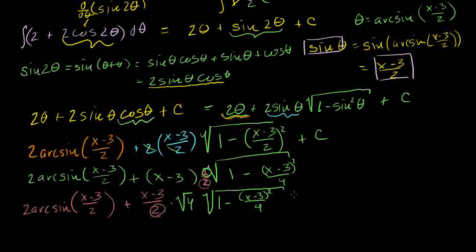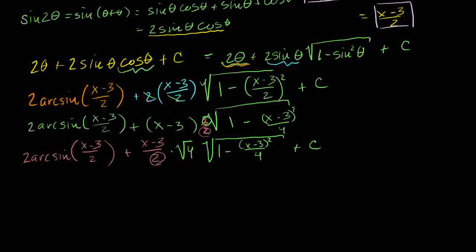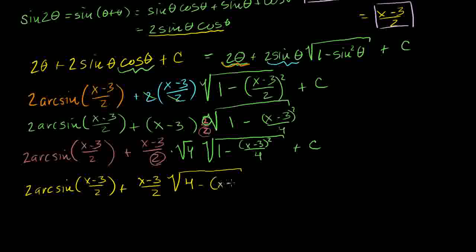And I think you see where I'm going. I'm kind of reversing everything that I did at the beginning of this problem. And maybe I'm getting a little fixated on making this as simple as possible. But I'm so close, so let me finish. So I get 2 times the arcsine of (x minus 3) over 2, which I am tired of writing, plus (x minus 3) over 2. And then if we bring this 4 in, the square root of 4 times the square root of that is equal to the square root of 4 times these things. So it's 4 minus (x minus 3) squared, all of that plus c. And we're at the home stretch.